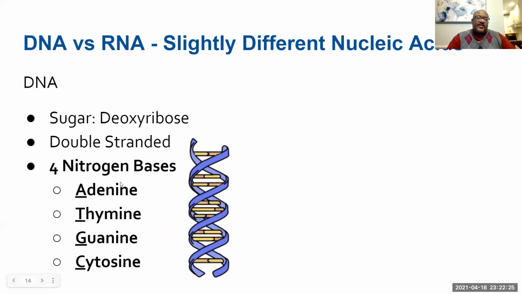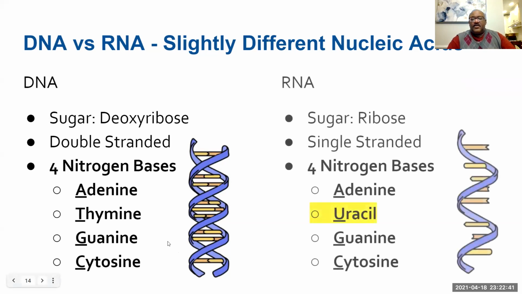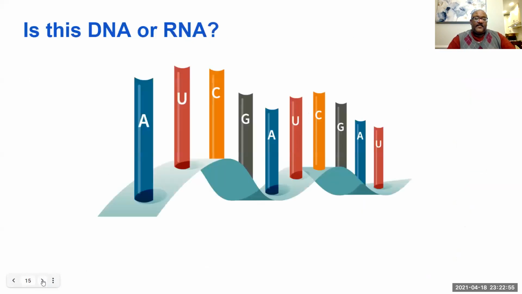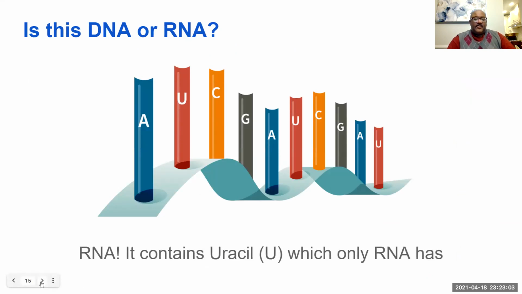DNA versus RNA. You should know what the differences are now. DNA has deoxyribose. It's double-stranded. It has adenine, thymine, guanine, and cytosine. RNA has ribose as a sugar. It's single-stranded, and instead of having thymine, it has uracil. Being quite honest, you guys should know that right now. When you look at a strand and you see uracil, you know it is RNA.